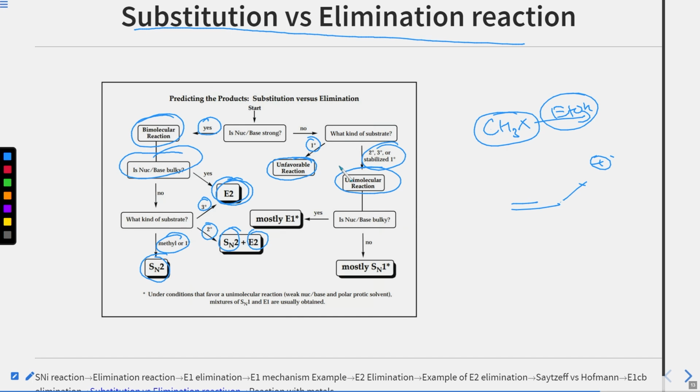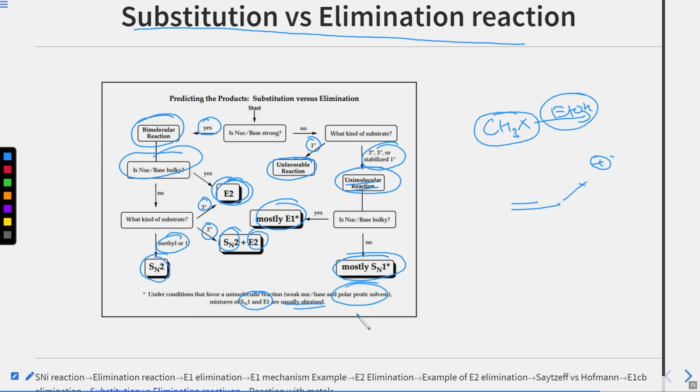Now which type of unimolecular? If the nucleophile or the base is bulky, then it will give E1 elimination, and if it is not bulky, then it will give the SN1 mechanism. Now under conditions that favor a unimolecular reaction, weak nucleophile or base, or polar protic solvent, a mixture of SN1 and E1 is usually obtained. So it is written here: under conditions that favor a unimolecular reaction, weak nucleophile and all of these, a mixture of SN1 and E1 is usually obtained if you use a polar protic solvent. So this is about substitution versus elimination.